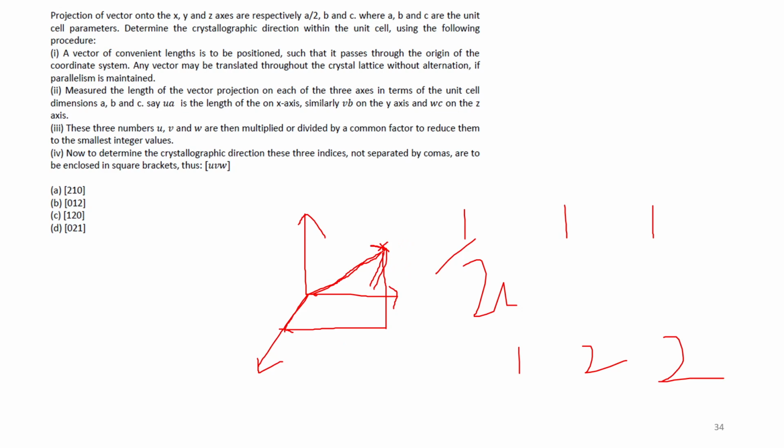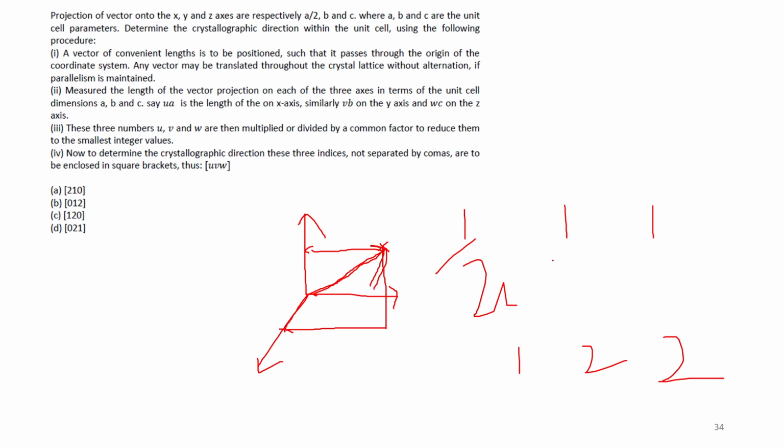Okay, so all the projections you have to know for the corresponding vector. Now, these three numbers U, V, W are multiplied or divided by a common factor to reduce them to the smallest integer values. So that's what we normally do in the Miller indices case. So the intercept will be half, 1, 1.